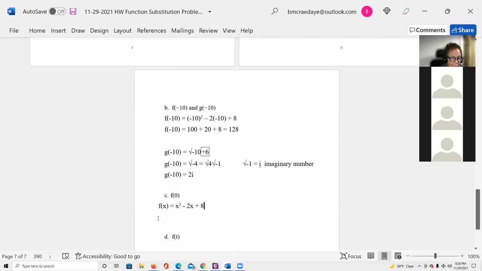Okay, so this becomes, wherever you see an x, put a 0. And you can see what the answer is going to be, right? What's the answer? 8. Okay, so f of 0, wherever you see an x, put a 0. So you put a 0, 0 squared is just 0, right? 2 times x is 2 times 0, which is just 0. So what Latoya said is right. 0 minus 0 plus 8 is equal to 8. That's your answer. F of 0 is 8.